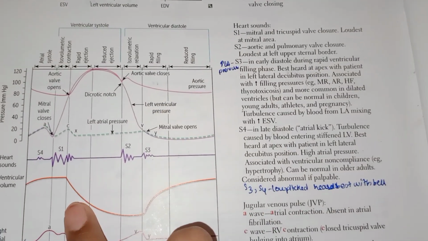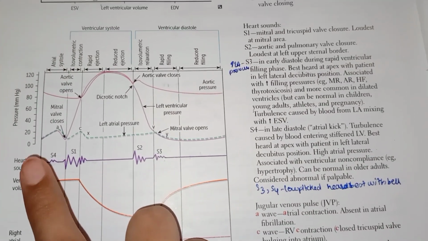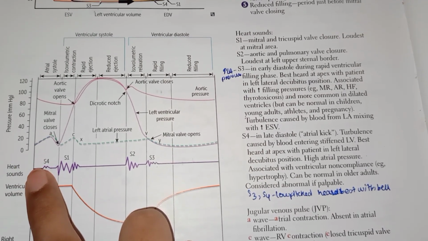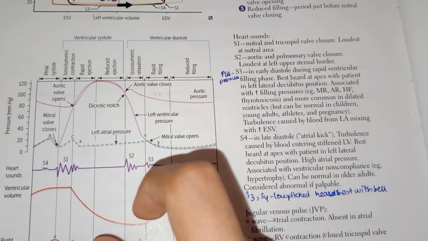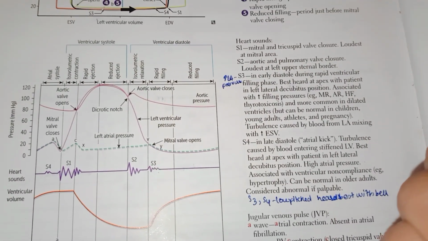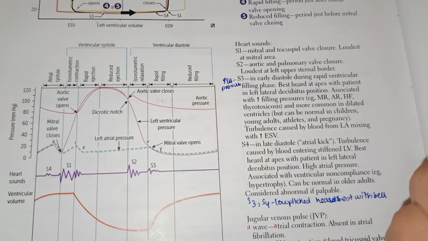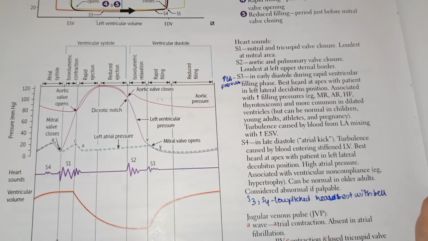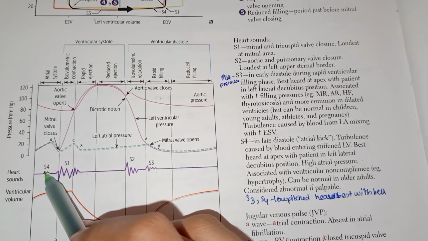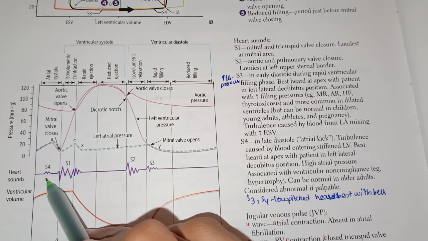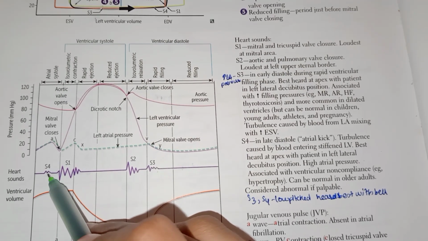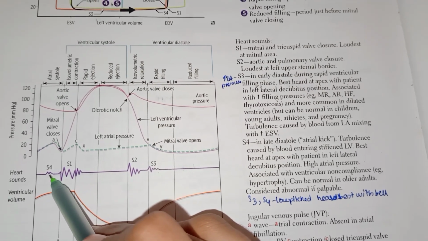Now coming to the S4 sound. You can see here the S4 sound is seen in late diastole, which is also called the atrial kick. It is caused by blood entering the stiffened left ventricle, that is the hypertrophied left ventricle. So you can understand that if the blood is passing through the hypertrophic left ventricle, turbulence is created, and that is the S4. It is best heard at the apex, again with the patient in the left lateral decubitus position. Here there is a high atrial pressure, and it is associated with ventricular non-compliance or hypertrophy.